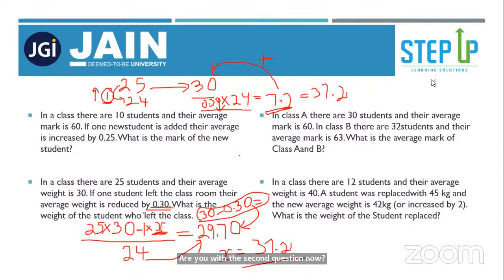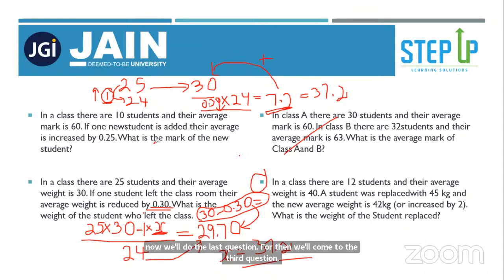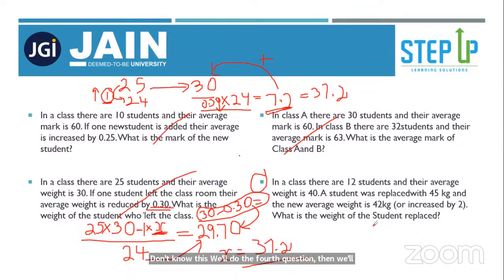Yes or no? Okay. Now we'll do the last question, then we'll come to the third question. Don't do this. We'll do the fourth question, then we'll come to the third question. Okay, do this question first, then we'll come. The same method as these questions. Try with this same method. Try it. Then if you're able to read the question and get the answer, it's well and good. Or if it's difficult.